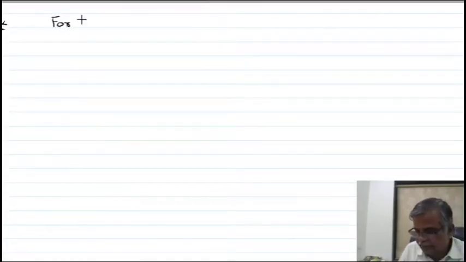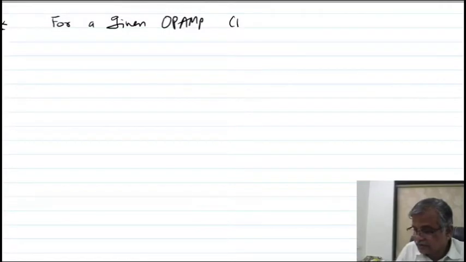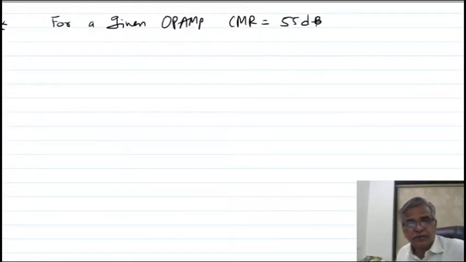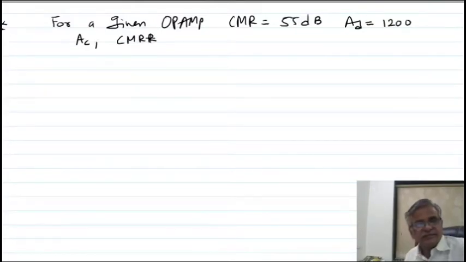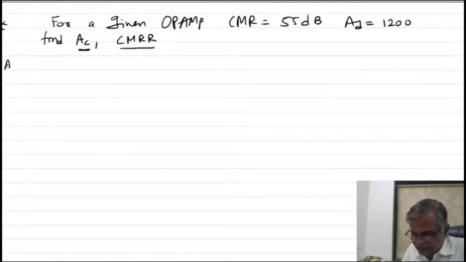For a given op-amp, CMR is 55 dB, and the differential gain is 1200. Find the value of common mode gain AC and CMRR. It's very simple.